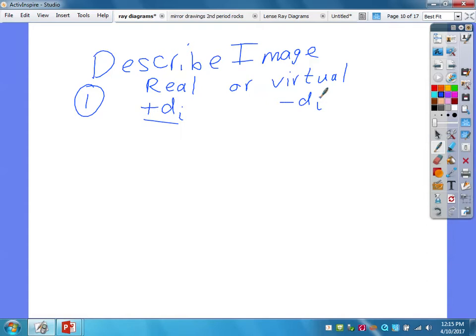From looking at the ray diagram, a real image will always be created by real reflected light. A virtual image will always be created by sight lines. So that's going to be one of the first things.